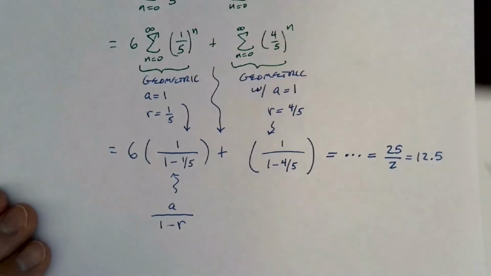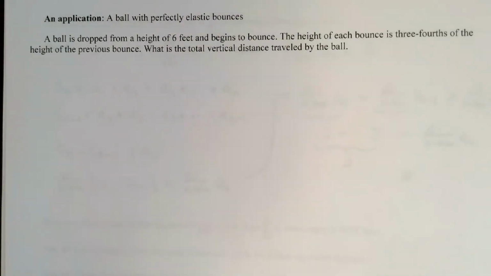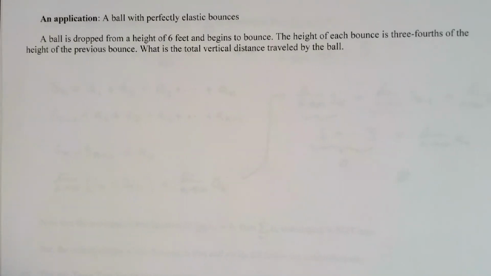I just want to close this video with a little application. I haven't had much application, and this one's very contrived, but it's kind of interesting. So a ball with perfectly elastic bounces. This is obviously not realistic in terms of what really happens, but let's just suppose it's dropped from a height of 6 feet, and it begins to bounce. The height of each bounce is 3/4 of the height of the previous bounce. What's the total vertical distance traveled by the ball?